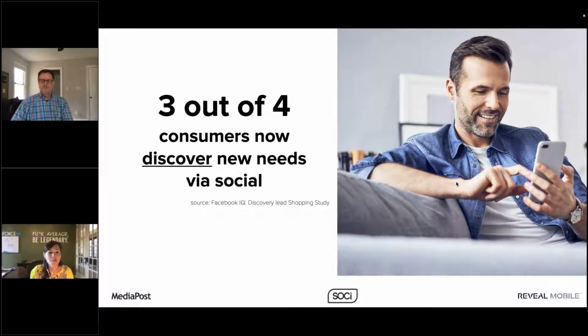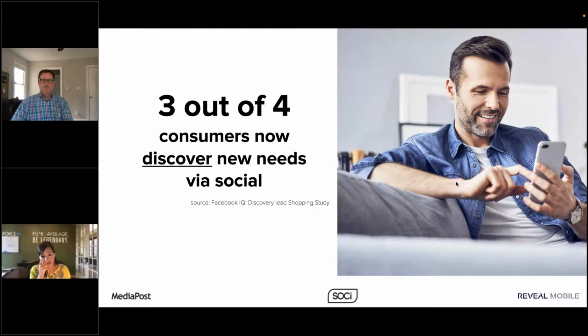But this is a tremendous stat for those marketers and those businesses out there. If you are investing a lot in search because you want to be found when somebody has a need, why aren't you doing the same thing in social if 3 out of 4 consumers are discovering a new product or service there every day? It's just an opportunity you can no longer ignore.